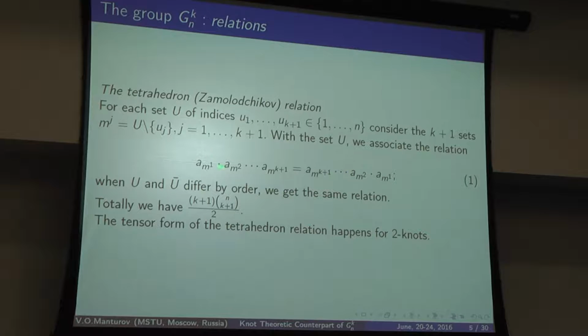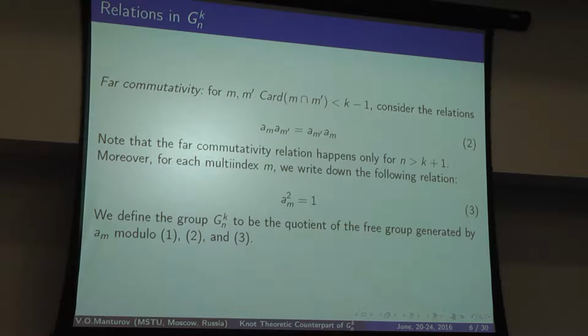This is the first relation, and the second and third relations are easier. The second one is the far commutativity relation, which is similar to that for braids. So if our indices are far apart, the generators commute, but we do not require that they are quite disjoint. We just require that their intersection is not maximal possible. You will later see why. So they can have some intersection, provided that the cardinality of the intersection is less than k minus 1, and then they commute. Note that this never happens when n equals k plus 1. It happens only if n is greater.